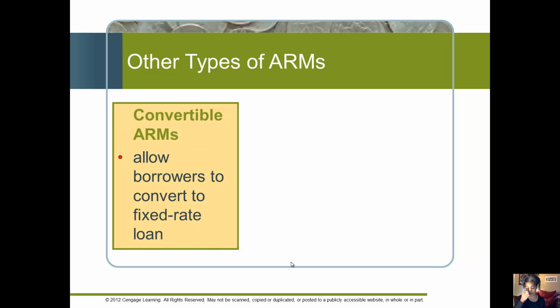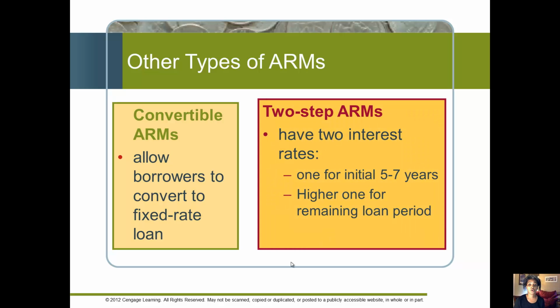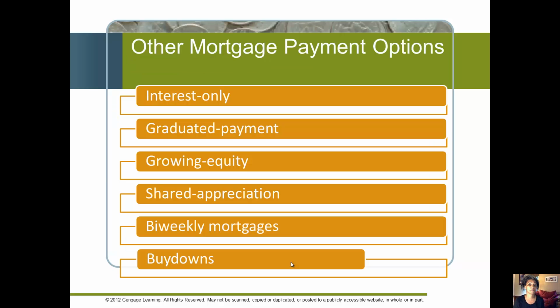Some other types of adjustable rate mortgages: a convertible, where that ARM could convert to a fixed rate mortgage, or a two-step ARM, where you have two interest rates, one for the first 5 to 7 years and then a higher one for the rest of the loan period. Some other mortgage payment options: interest only, those are usually short term where you're not paying anything towards principal, and so that's not the norm. It's typically in special situations.